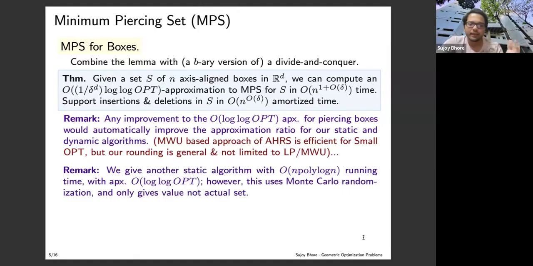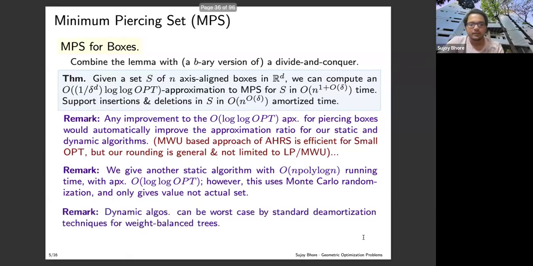So we give another static algorithm, which I am not describing here, with n polylog n running time and approximation log log opt using Monte Carlo randomization. But this actually doesn't compute the actual piercing set. It just computes the value of it. And also dynamic algorithms can be de-amortized using the standard techniques on weight balancing trees.